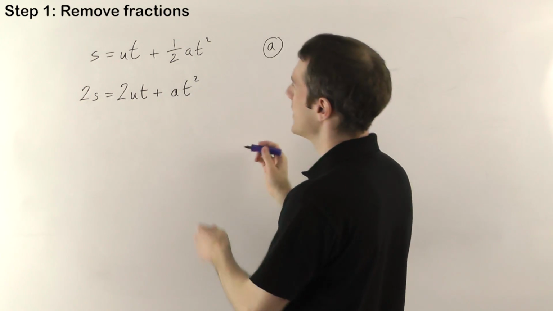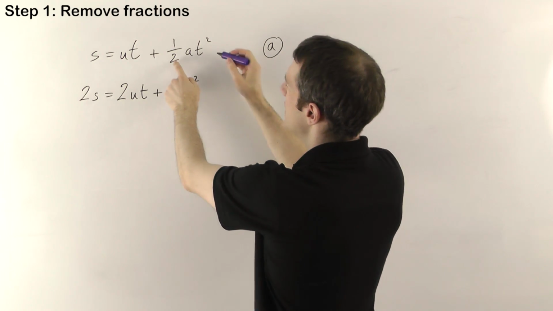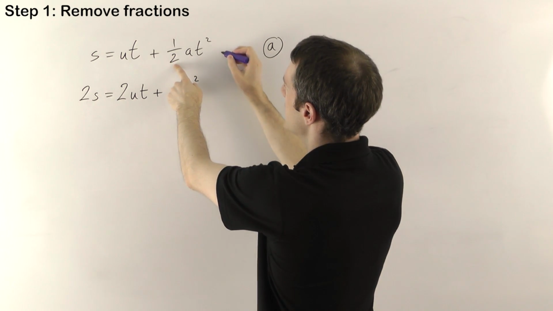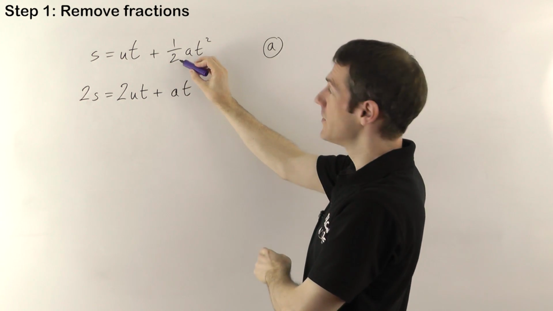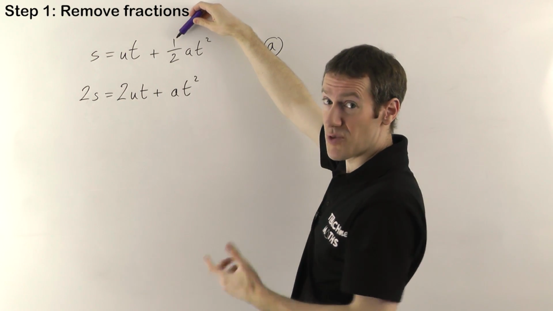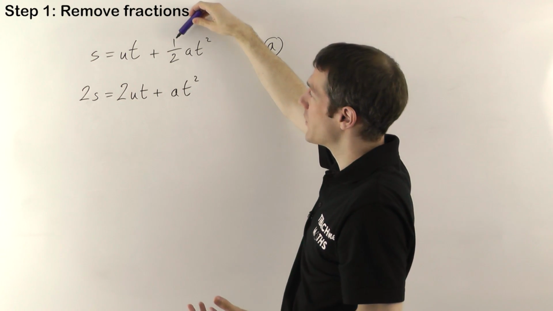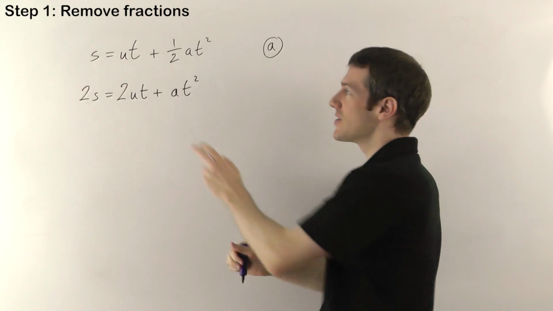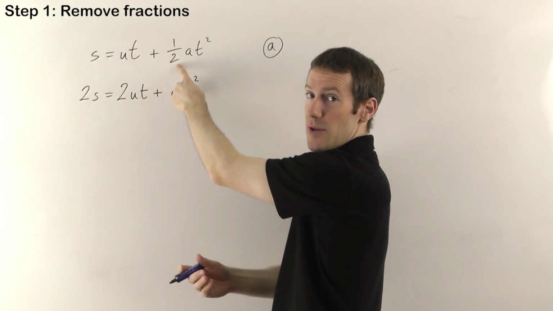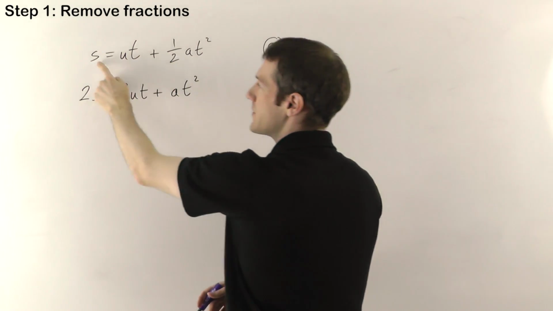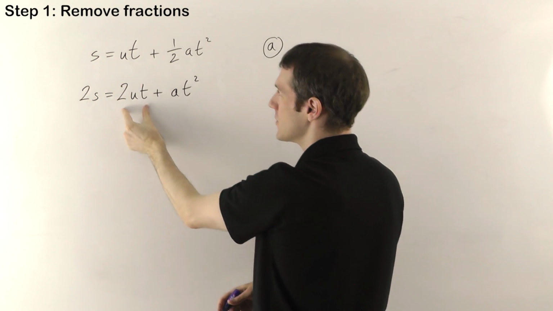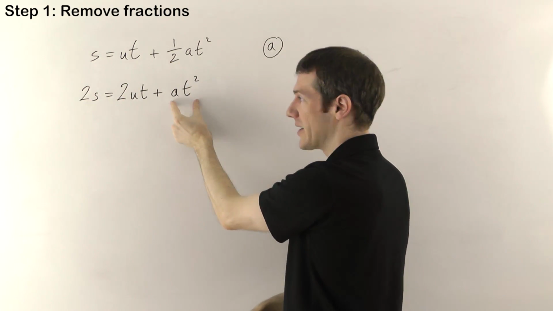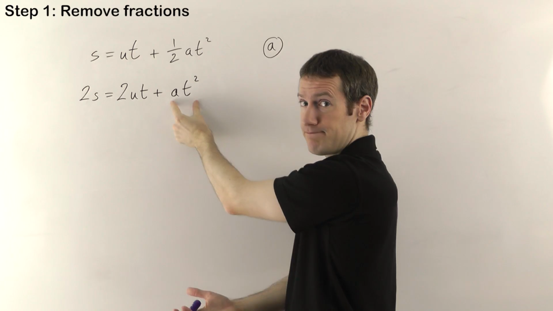The other way you could look at it is, if you've got this fraction, if we're timesing this by 2, if you imagine a times by 2 here, that 2 will cancel with the 1 on the bottom, and it'll leave you with the thing on the top, which in this case is the 1. So you'll be left with 1 at squared. So either way, just make sure you times everything by the number on the bottom, in this case 2. So we times the s by 2, times the ut by 2, we times the half at squared by 2 to get a whole at squared.